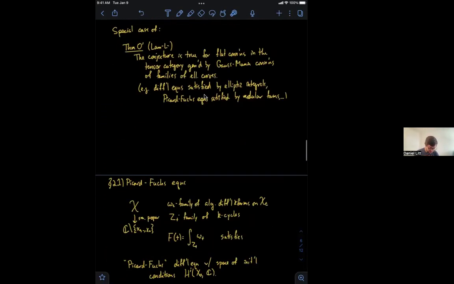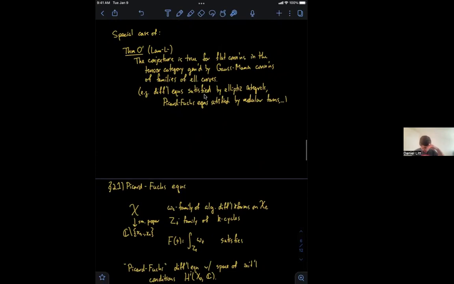Okay, so let me describe some linear differential equations where we can check the conjecture, and then I'll spend the rest of the talk on nonlinear differential equations. So let me just recall what a Picard-Fuchs equation is.